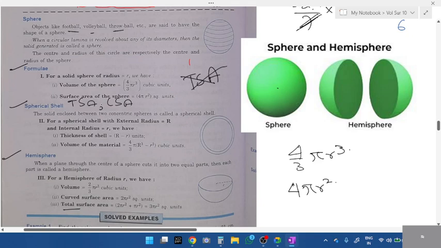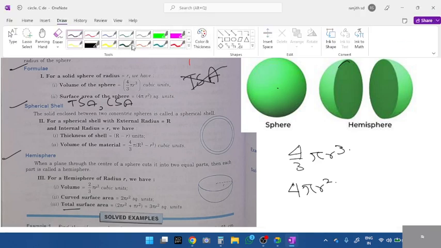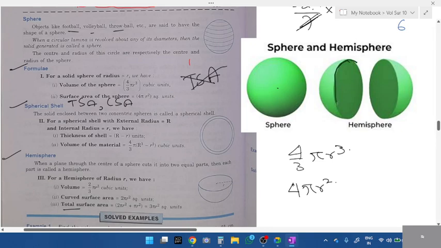Then spherical shell. What do you mean by spherical shell? If you cut this into two parts, this part is known as spherical shell, students. Only this round part is known as spherical shell. The solid enclosed between two concentric spheres is called a spherical shell.